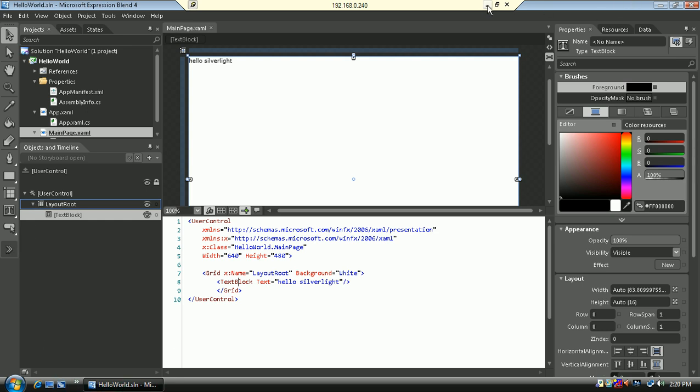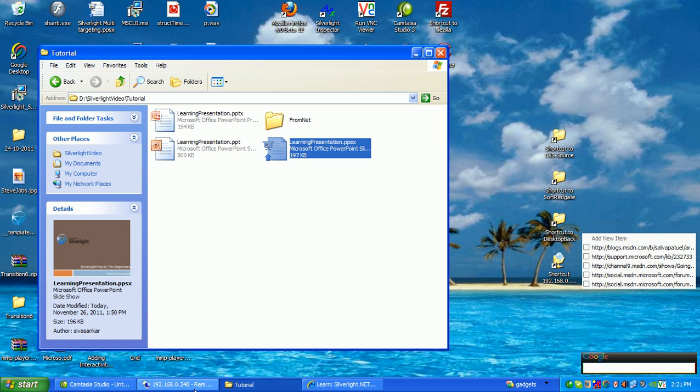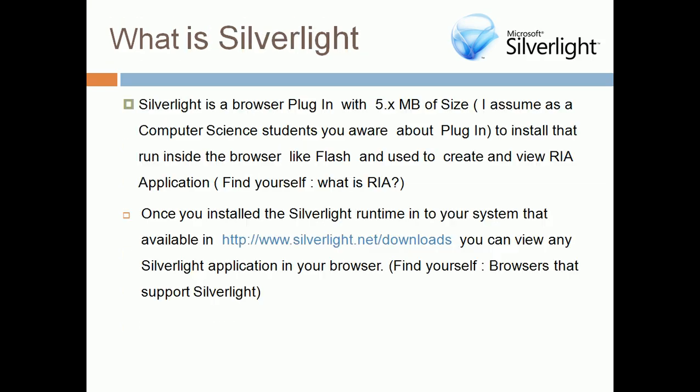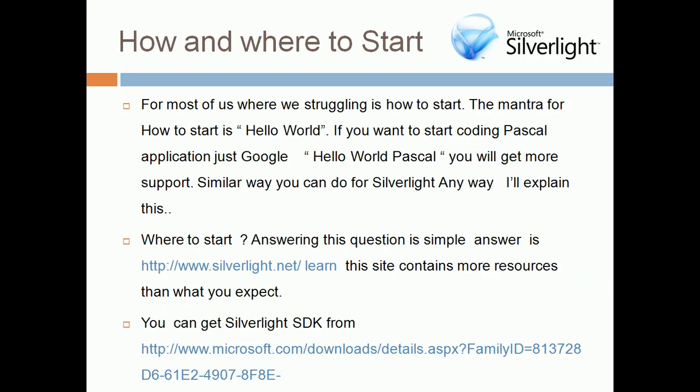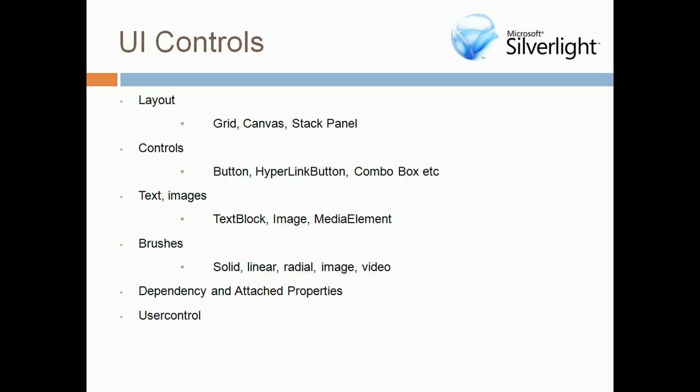Now you come to the slide show. Now I'm going to explain the basic controls, the Silverlight UI controls, category wise: layout, controls, text, images, and brushes.